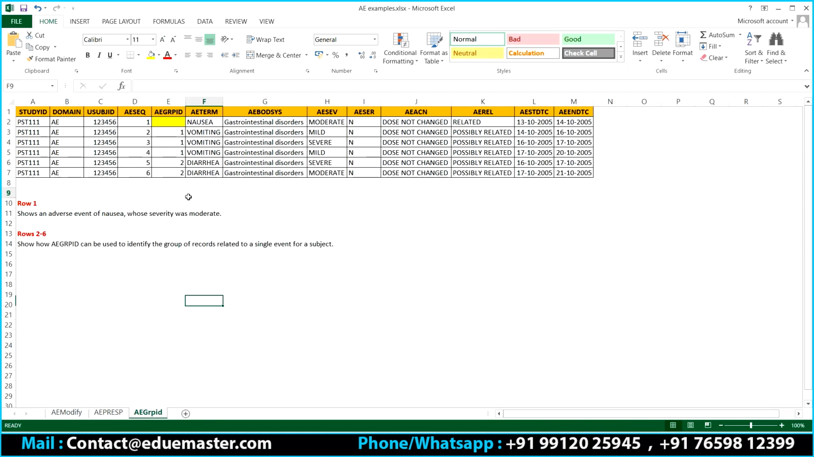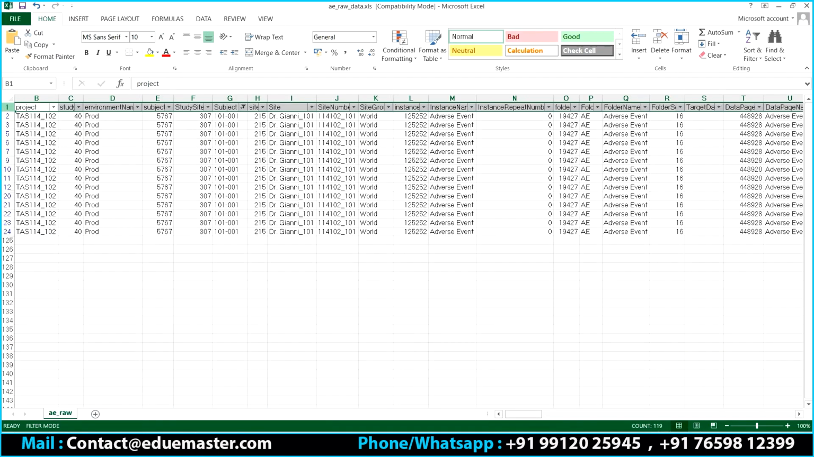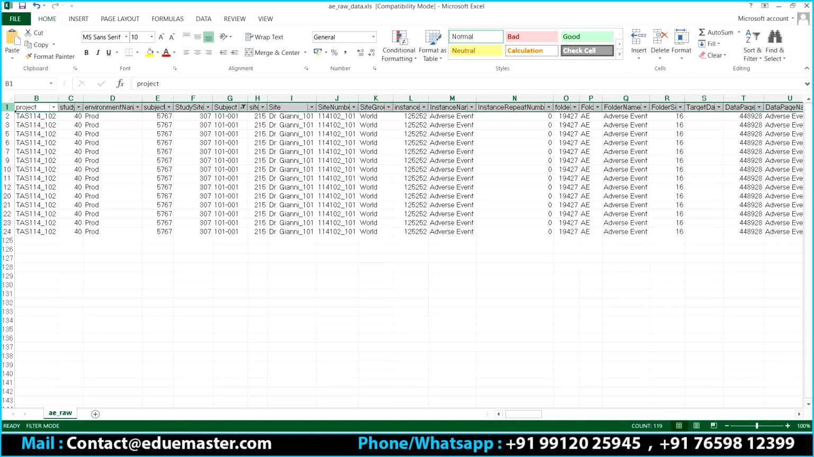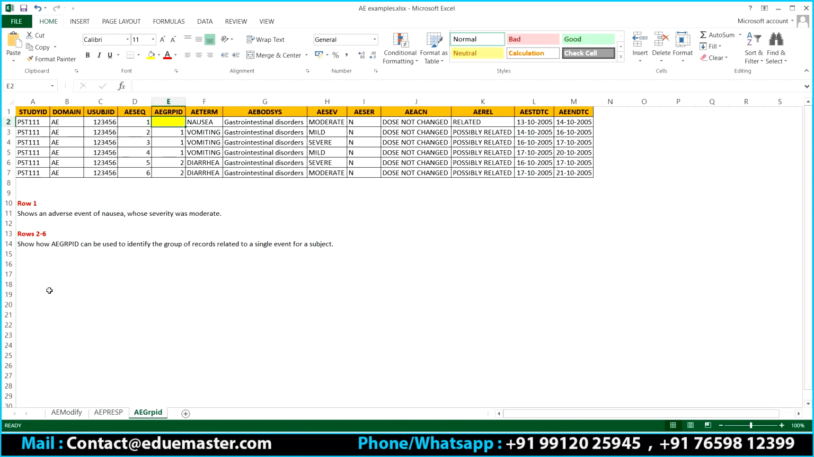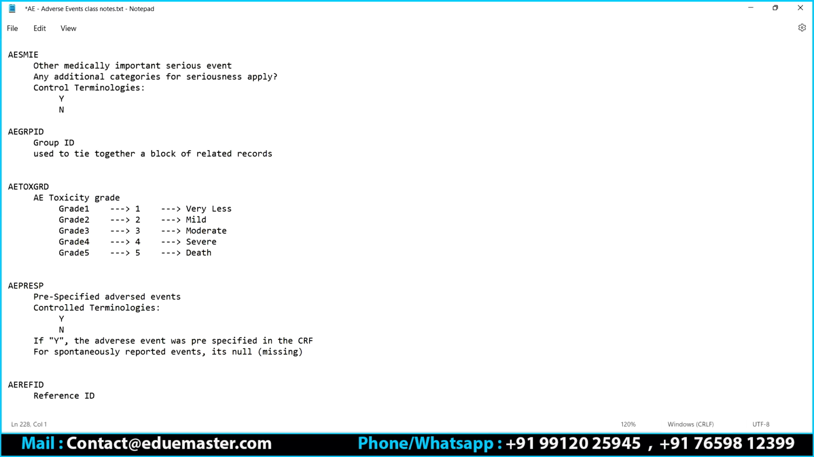What about the third one? Only the group ID I have. Oh, it is not part of this. Let me check the other one. No, here also it is not there. So that's what I'm saying, it may or may not. All I can say is it is going to be a reference ID. Again, from where it comes is important.